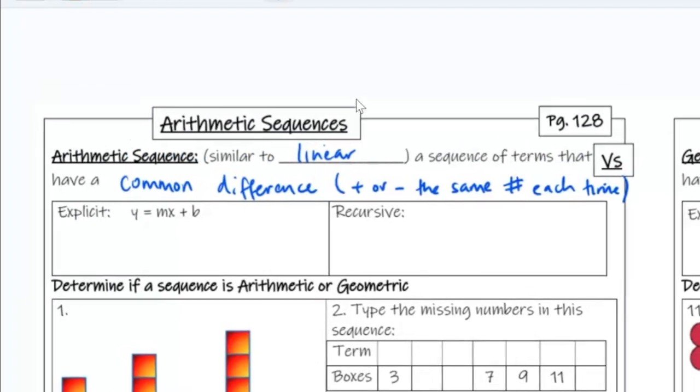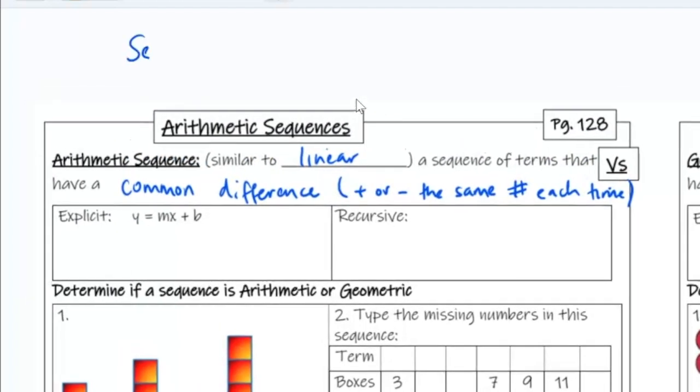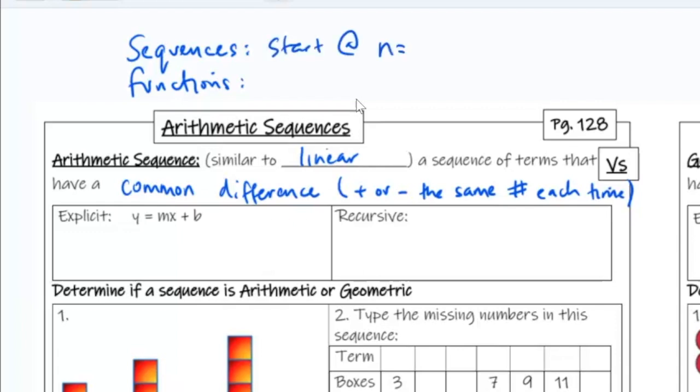Since I'm here, I'm going to make sure you understand the only differences between sequences and functions: sequences start at n equals 1, whereas functions start at the y-intercept where x is equal to 0. That's the only difference, and of course the words are called different things. Again, common difference is in sequences. In linear, we say constant rate of change.